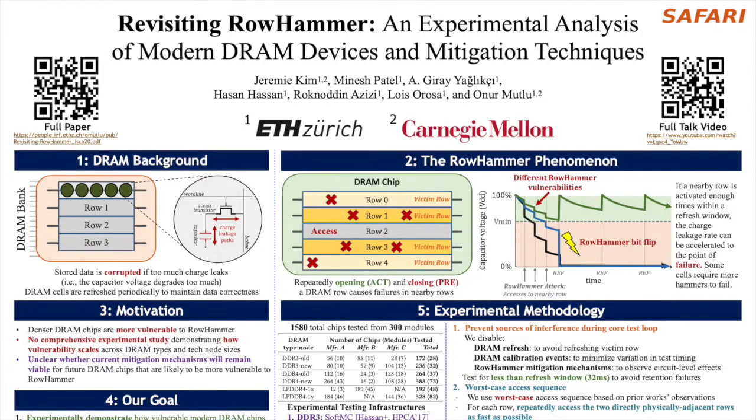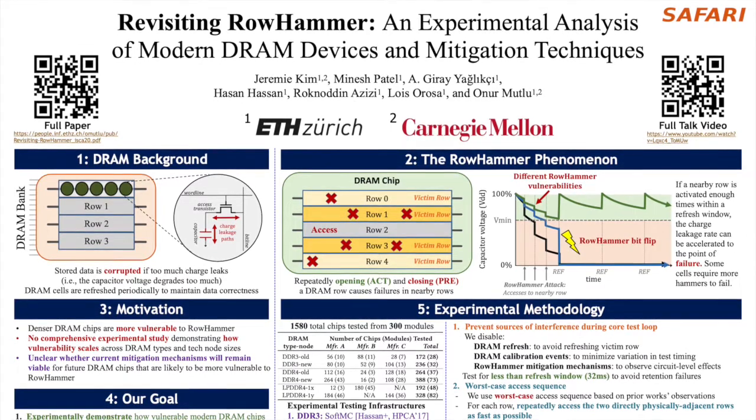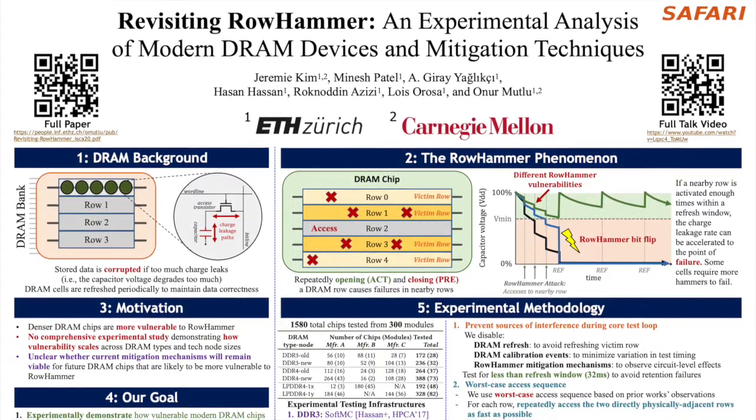and mitigation techniques. In order to access data from a DRAM row, say row 2, the memory controller must first open or activate the row. After all requests are serviced from row 2, the memory controller must close or precharge the row in order to begin accessing data from another row.